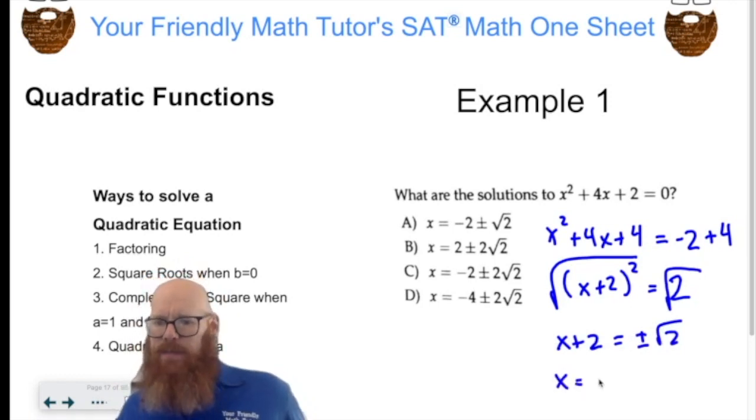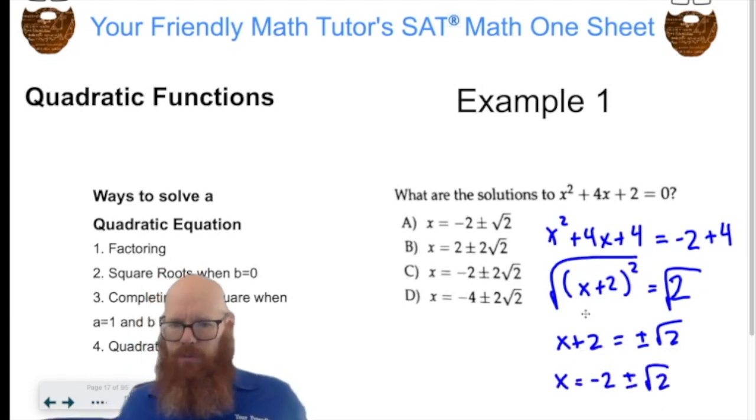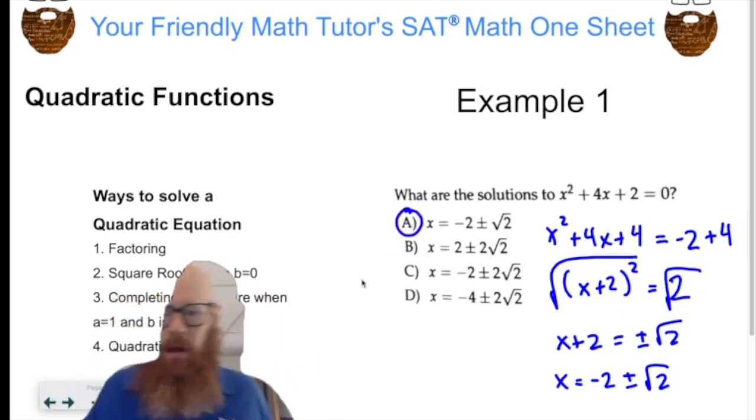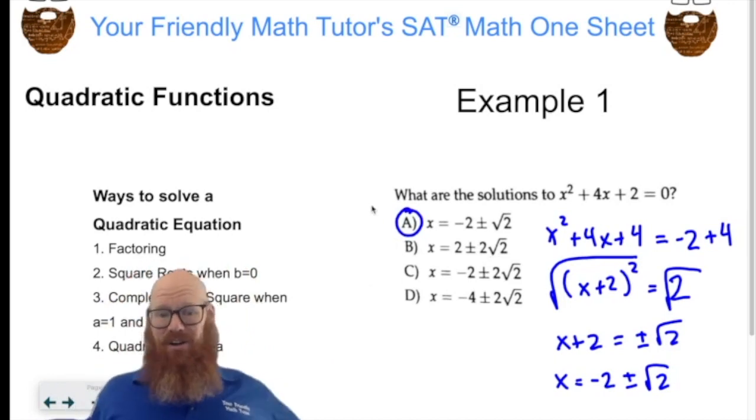And now to get the x by itself, I'm going to subtract 2 from each side. So I get negative 2 plus or minus root 2. So that is answer choice A. You would get the same thing by doing the quadratic formula. I just think it's easier when, again, A is 1 and B is even.